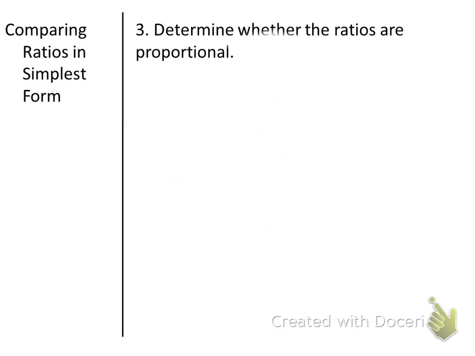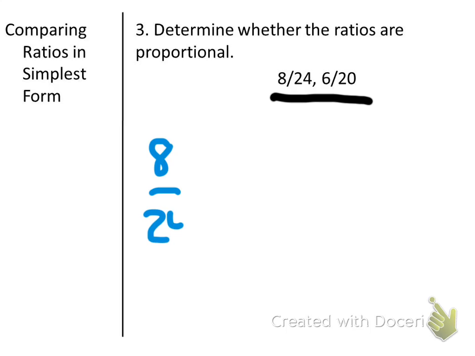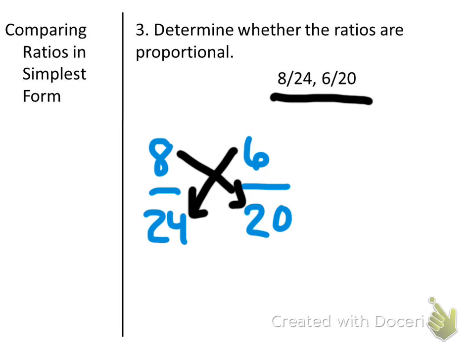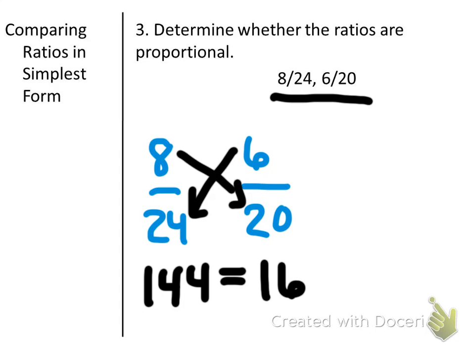For number 3, we're going to determine whether the ratios are proportional again. So I have the ratio 8/24 and 6/20. Again, we're going to cross multiply. So multiply across 6 times 24. 6 times 24 is 144. And 8 times 20 is 160.